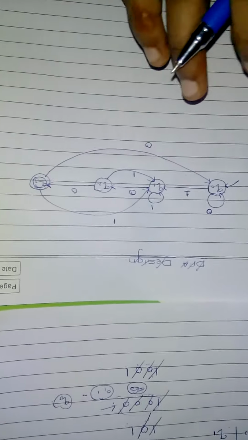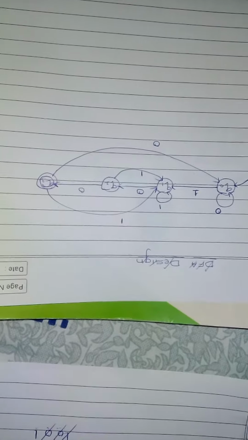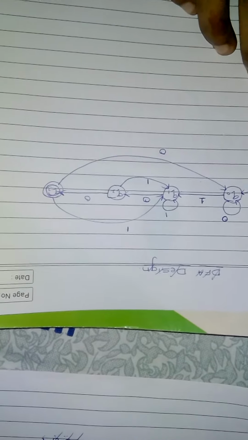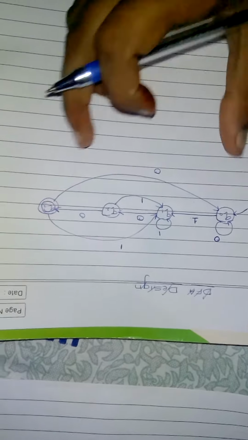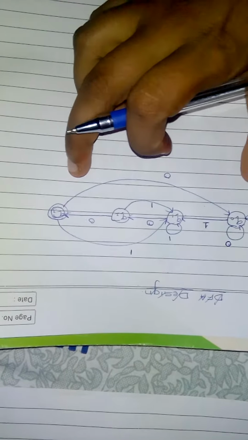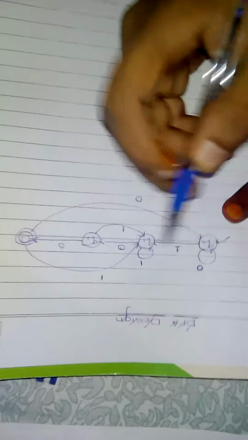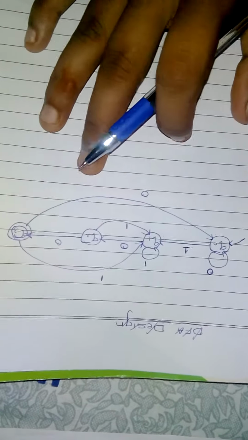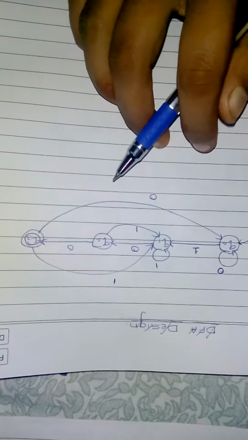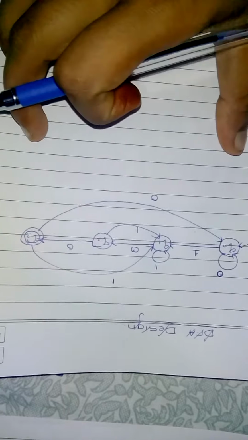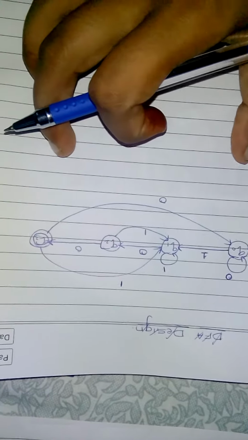Okay, so now guys, it's not finished. Now again we have to check whether this diagram is right or wrong. As we know, q3 is the final state here and q0 is the initial state, and we have to check this. So how will we check it? Let's take a small example and verify.